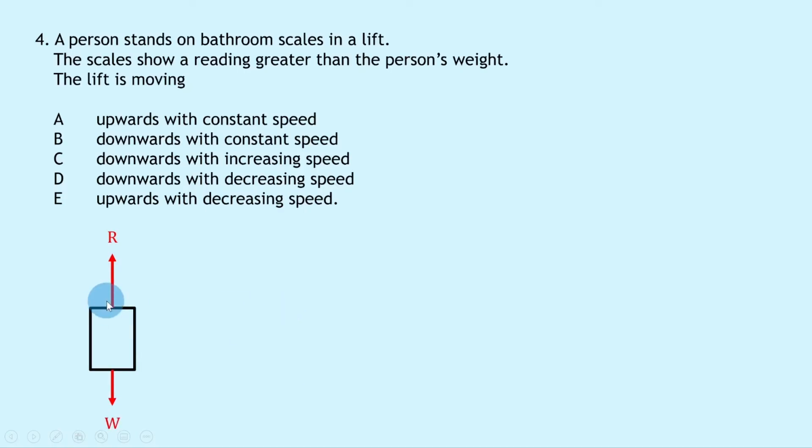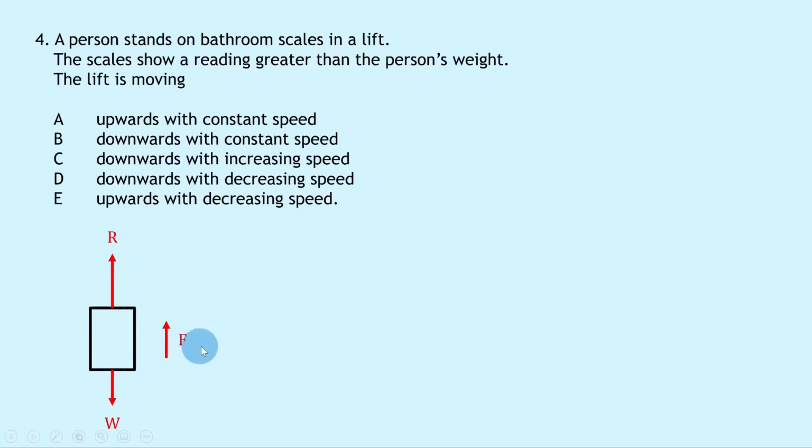And you'll see that I've drawn R, the reaction force, the reading on the scales, to be bigger than the weight downwards, and that's because we're told in the question that the scales show a reading greater than the person's weight. So I've drawn R to be bigger than the weight downwards. So if the reaction force upwards is greater than the weight downwards, then we can say that the unbalanced force must be acting upwards in this case.